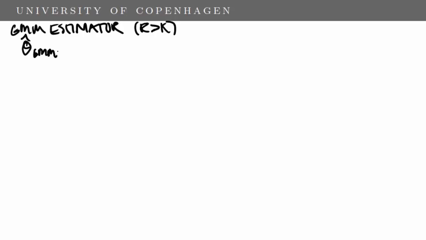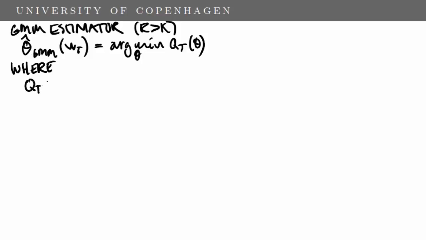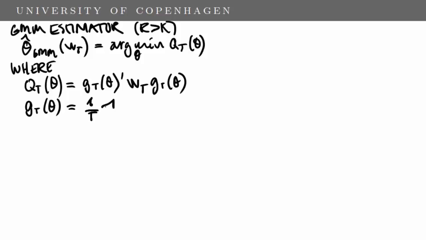and it's a function of the weight matrix W_T, and the estimator is simply given by the arg min with respect to theta of the quadratic form Q_T of theta. The quadratic form Q_T as a function of the parameters is given by the sample moments transpose multiplied by the weight matrix multiplied by the sample moments. And here the sample moments are equal to 1 over T, the sum from t equal 1 to capital T of the function f of the model variables w_t, the instrument set z_t, and the parameters theta.